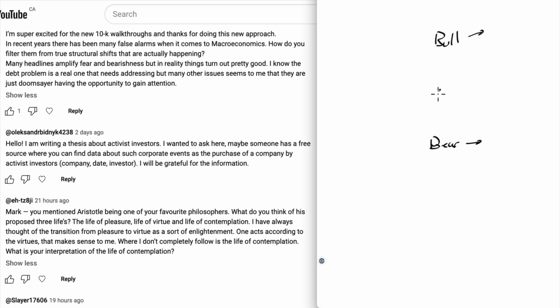Writing a thesis about activist investors. Want to ask here, maybe someone has a free source where you can find data about such corporate events as the purchase of a company by activist investors. Find your list of activist investors and follow them. Whenever they buy anything, they have to file with the SEC. So you can sign up for whatever fund they're running, and every time they file something with the SEC, you get a notification.